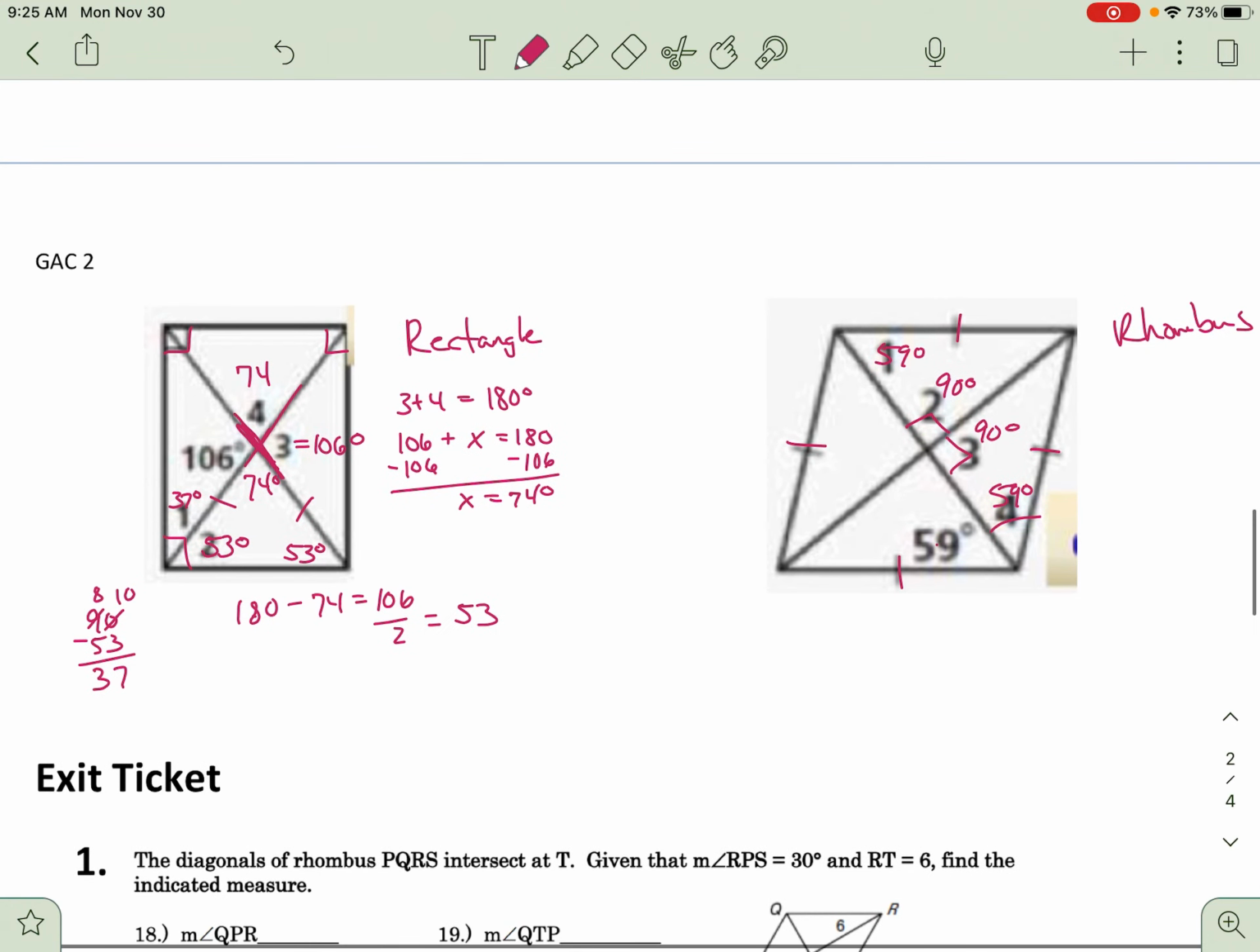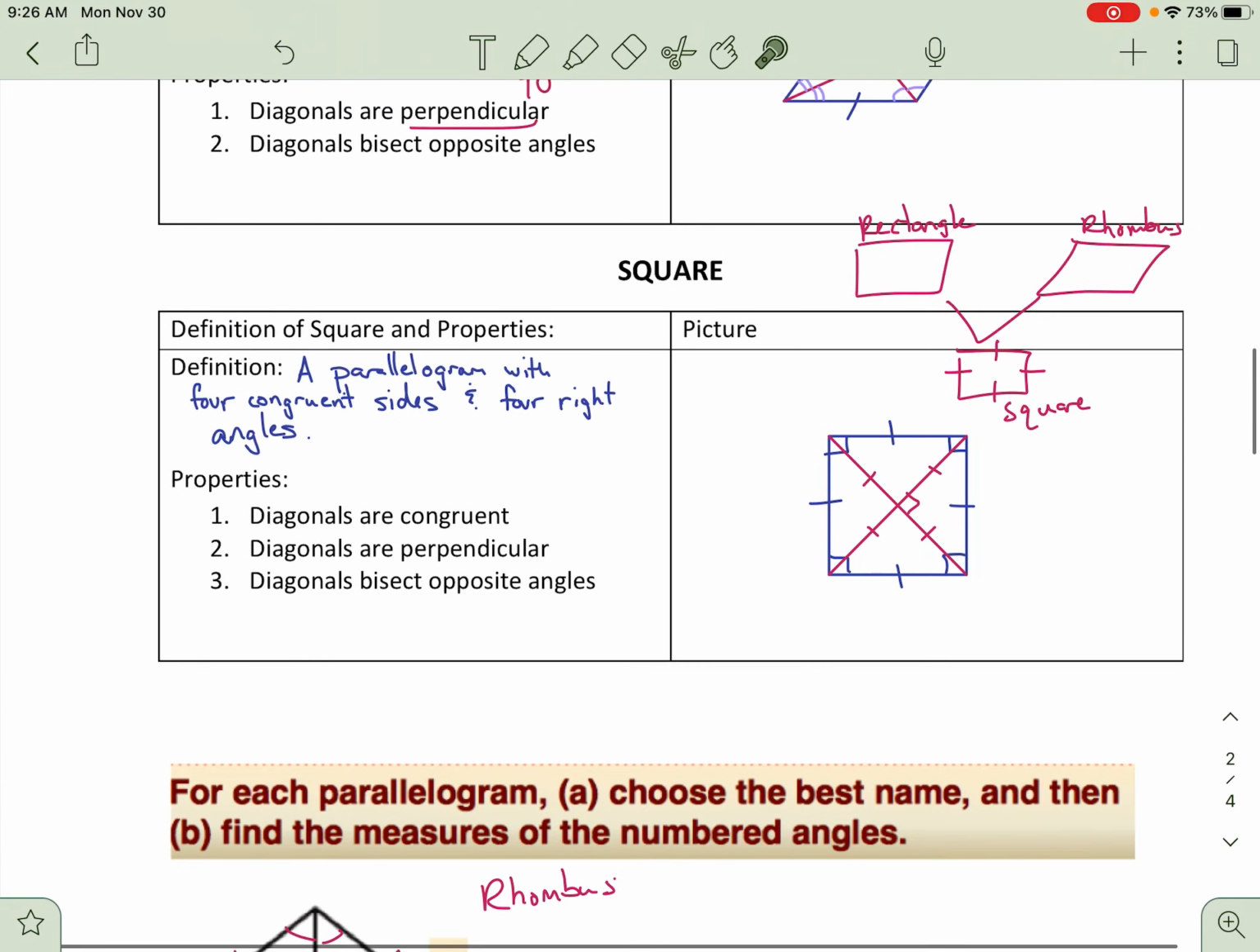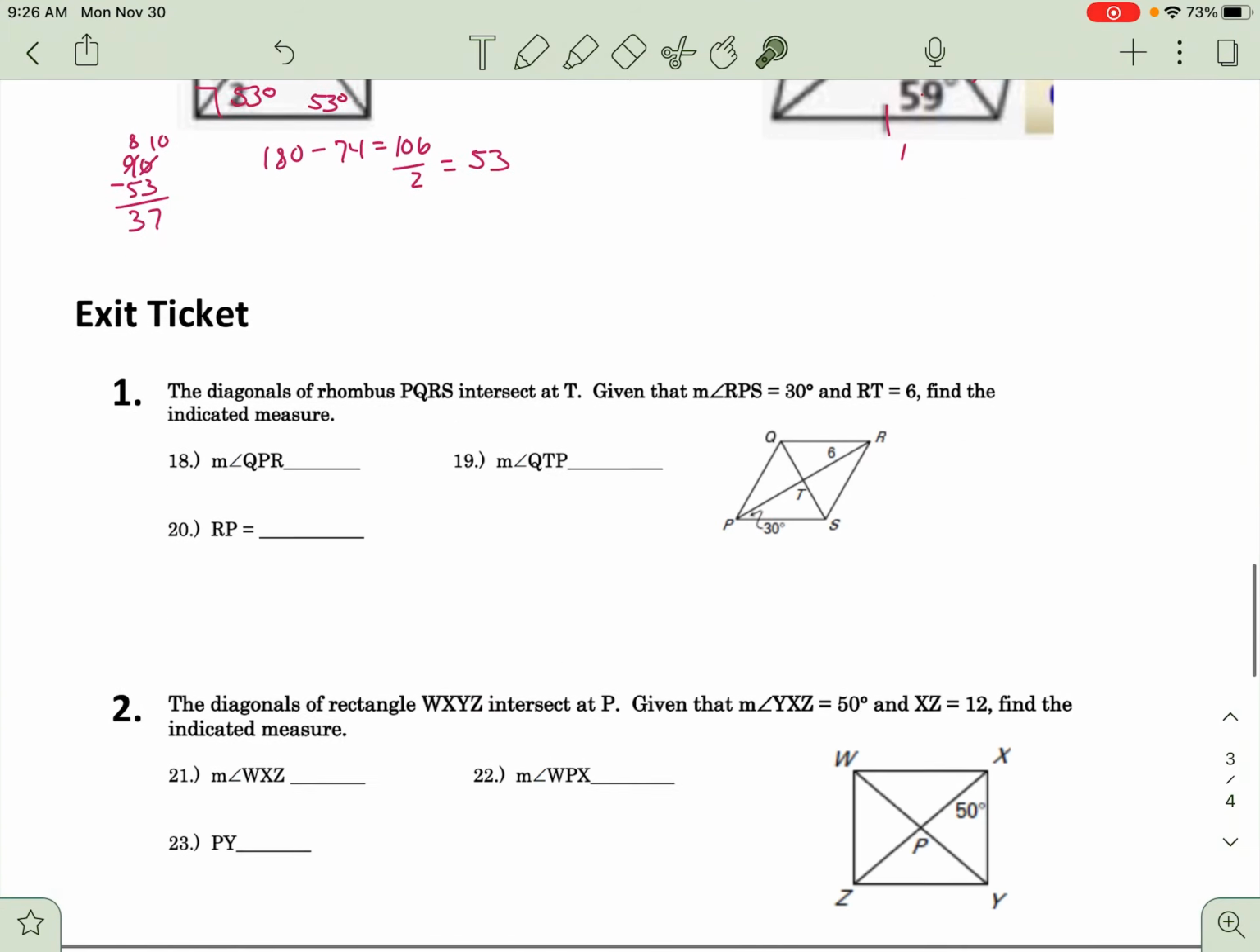We just wanted to go through some of the angles, mention some of the properties, so make sure to know the properties of all of them. They're listed out here for you today, so you do not have to write them in, but just know those, and you have an exit ticket here at the bottom.